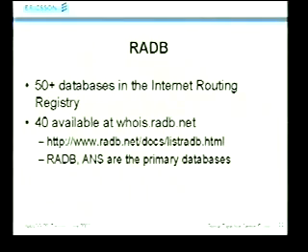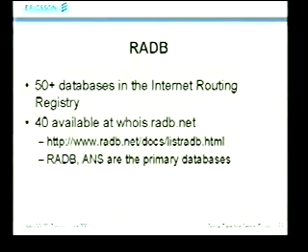So here is an example of a database in the Internet Routing Registry. There are at least 50 plus databases in the Internet Routing Registry. At last count, there were 40 available at whois.radb.net. They are mirrored, so in other words, you connect to one server, whois.radb.net, and if you use the correct flag or option to your WHOIS client, you can look at the data in, say, 40 of these databases.